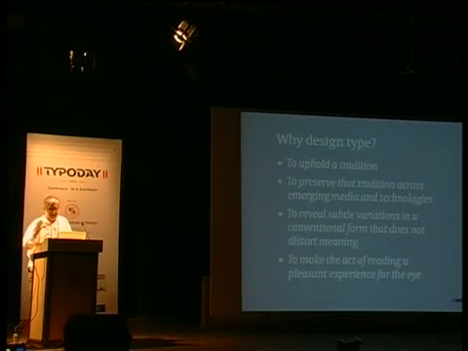Because if you look at it, we have tremendous variations in type today, but no one's ever been able to completely tinker with the shape of an A. You can't. You tinker too much, it's no longer an A. So in many ways, we are bound by convention. So we have to be honest to that convention. All we need to be able to do is use whatever tools we have at hand to reveal subtle variations in a conventional form without distorting that meaning.